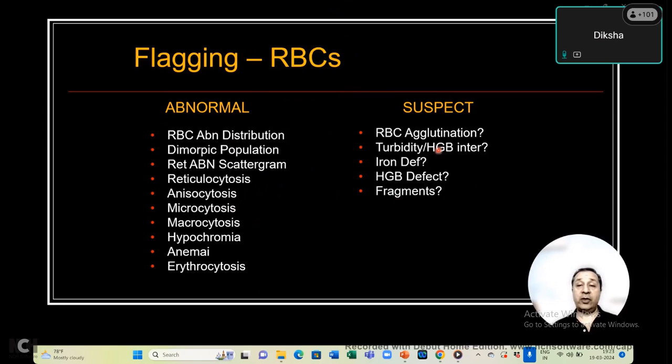On the other hand, you also have suspect flags on the red blood cells. For example, you have interferences of lipids. You can have interferences in the RBC counting, leading to what is called RBC agglutination. You can have iron deficiency, which may be suspected based on the data that's coming from the red cell indices. You can also pick up fragments, as I already mentioned, for the red blood cells.